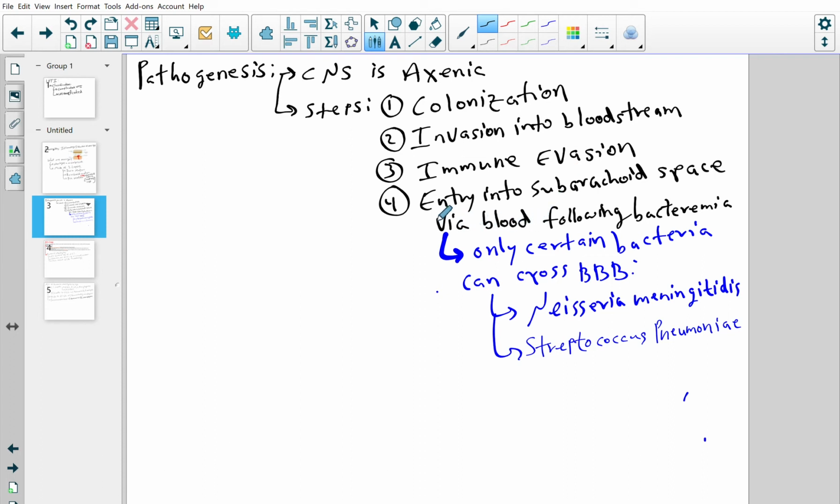Then, the fourth step, entry into the subarachnoid space, most commonly via blood following bacteremia. Note that only certain bacteria can cross the blood-brain barrier, and they are Neisseria meningitidis and Streptococcus pneumoniae.